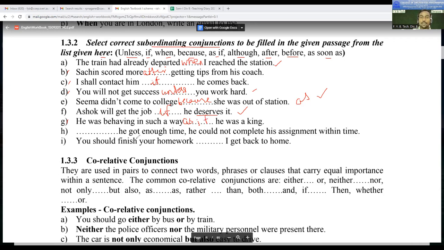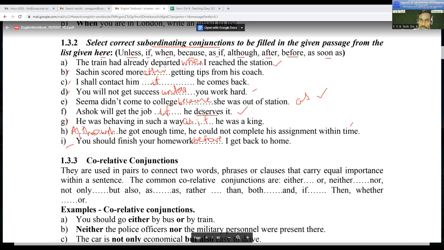Next, H: dash, he got enough time, he could not complete his assignment within time. Although. Here you're going to choose "although". Although he got enough time, he could not complete his assignment within time. Then the last one: you should finish your homework dash I get back home. Before. Here it is, before I get back home.